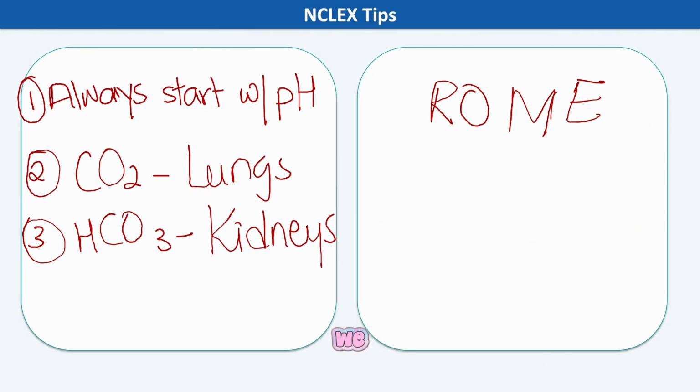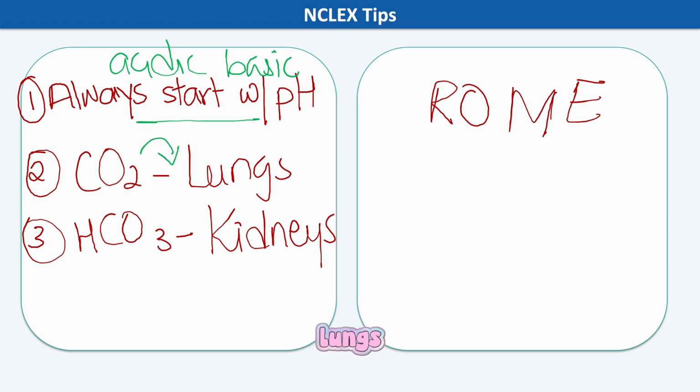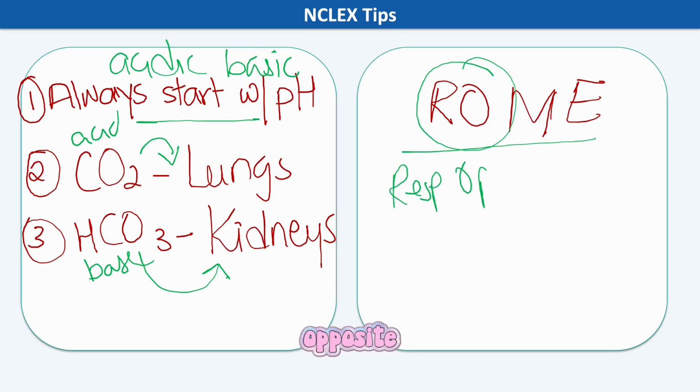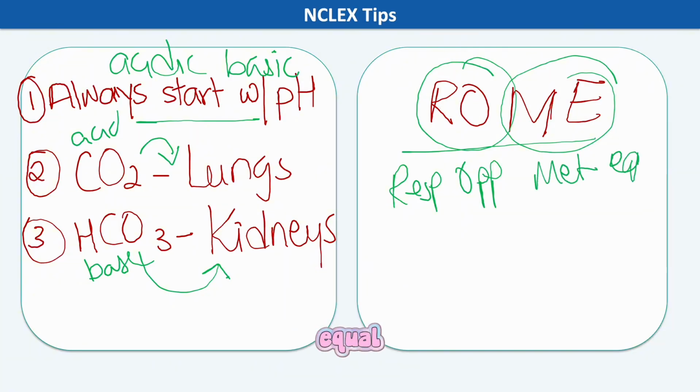All right, everyone, before we leave, a quick recap. You always want to start with the pH. So you want to see if the blood is acidic or basic. And carbon dioxide is regulated by the lungs, bicarb by the kidneys. Carbon dioxide is our acid, and our bicarb is the base. All right, and remember ROME. The RO in ROME is for respiratory is opposite, and the ME in ROME is metabolic is equal.